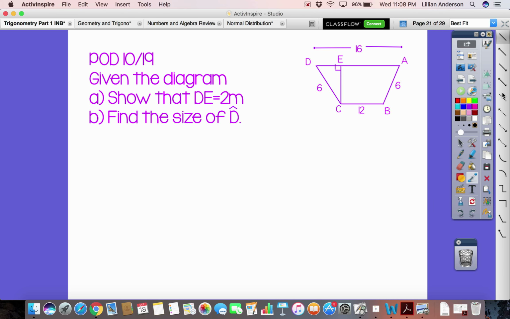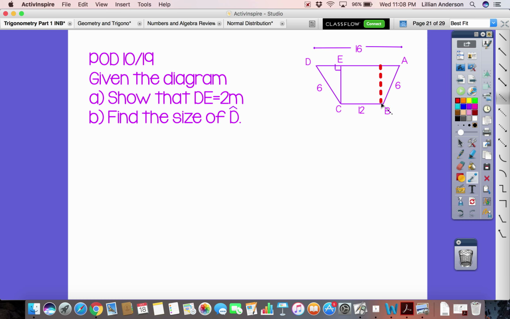All right, so hopefully you're ready to go ahead and tackle this problem. Now, given this diagram, it is a trapezoid. More specifically, it's an isosceles trapezoid because the two legs here are equal. We have to show that DE is 2 meters. So we have to show that this is 2 meters. Now, showing means we have to do the algebraic process.